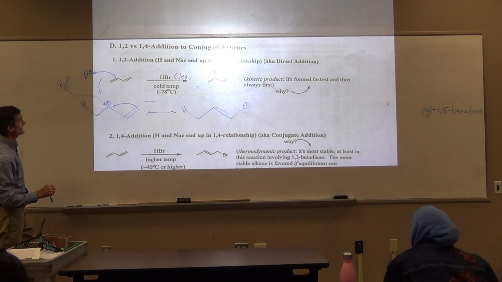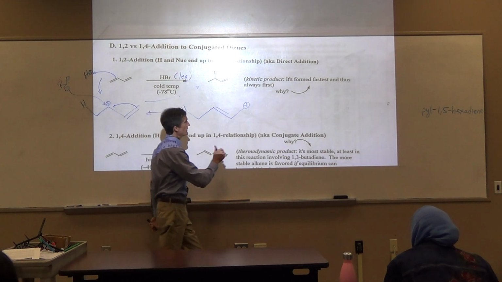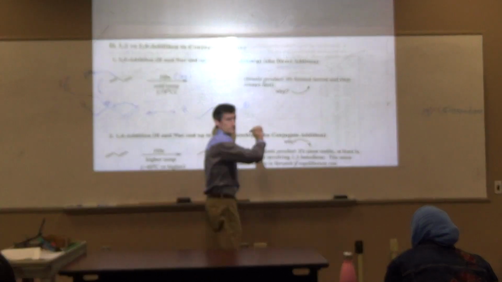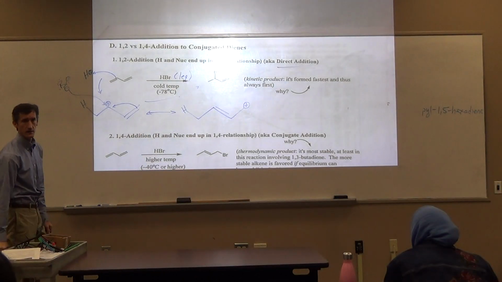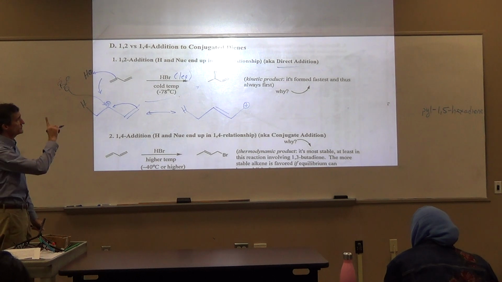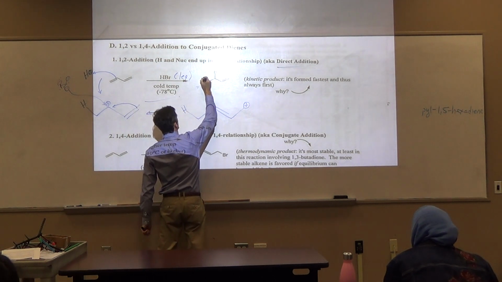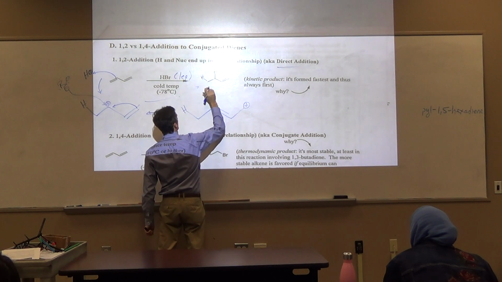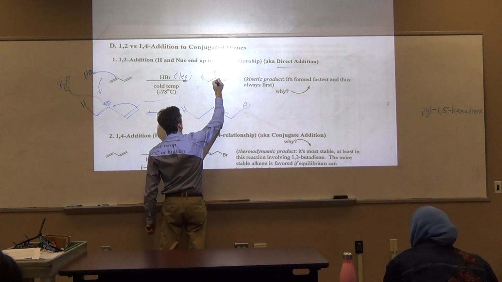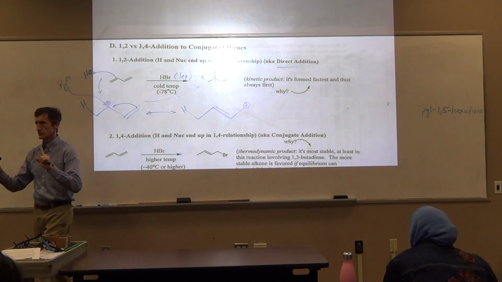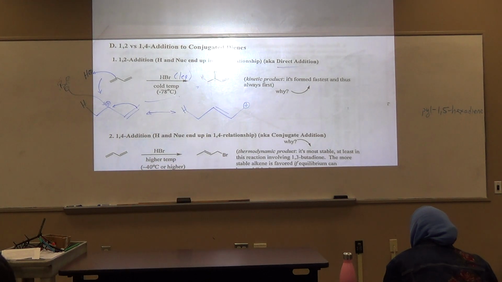This is just called a direct addition. We've been doing direct additions for 6 weeks now. Okay? It's also called a 1,2 addition because if you look at where the H is, the new H is there. If we call that the 1 carbon, where does the bromine end up? Next door, 1,2. That'll make more sense when we do a 1,4 and you see the difference.